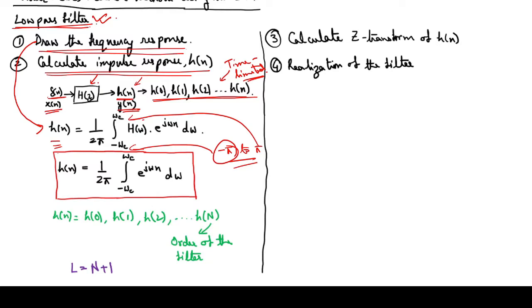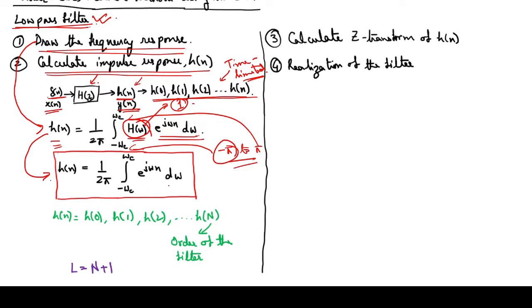So after we have fixed this limit, we have H of omega e to the power j omega n d omega. However, in our last class, we discussed that modulus of H of omega is what? Modulus of H of omega is 1. Right? We have already discussed. So this equation becomes h[n] equals 1 by 2 pi integral of minus omega c to omega c e to the power j omega n d omega.